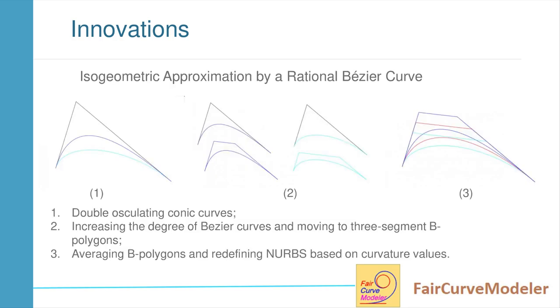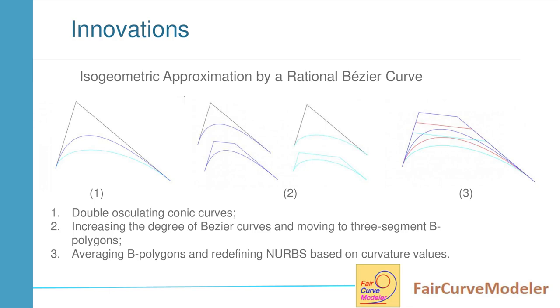The third innovation is an isogeometric approximation of a virtual curve with a non-uniform rational Bezier spline. It is a method for isogeometric NURBS curve creation. The geometrical algorithm consists of a series of simple operations as follows. First, double osculating conic curves on a shared segment of the base polyline are considered as second-degree Bezier curves with two-segment B polygons.